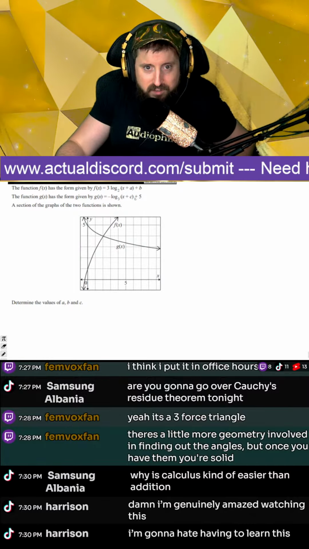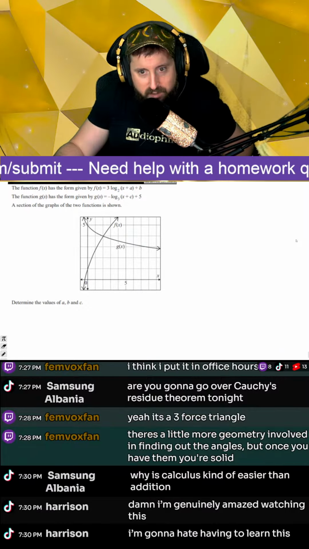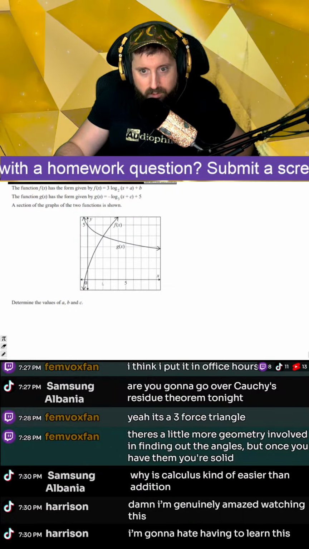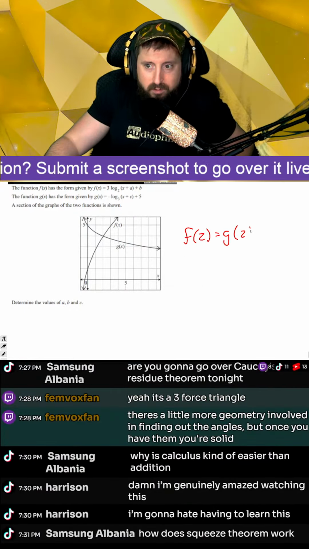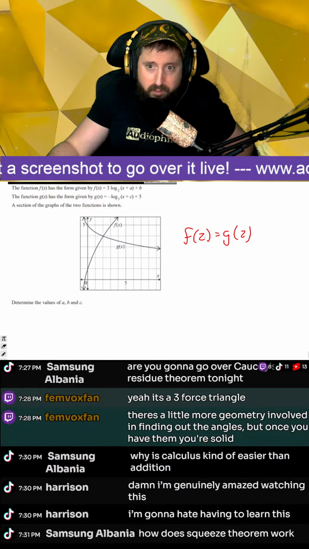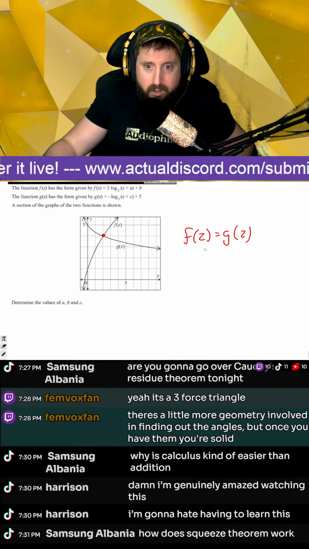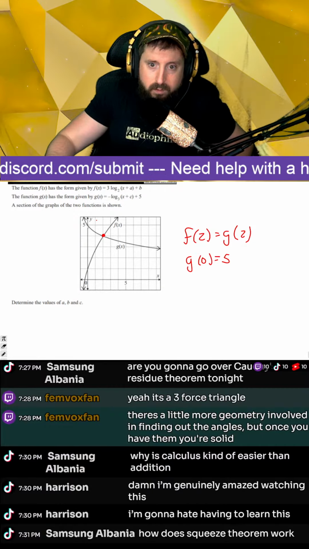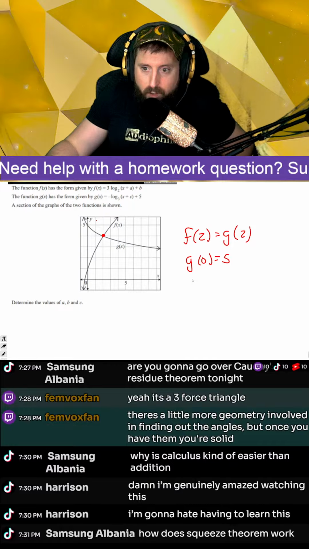Okay, 2 functions. A section of is shown. Determine the values of A, B, and C. Oh, okay. So this is 1, 2. So, what is this? F of 2 is equal to G of 2. Squeeze theorem is great. I love the squeeze theorem. So that's what that tells me. F of 2 equals G of 2. I also know that G of 0 is equal to 5. Right? And I know that F of 0 is equal to 1.